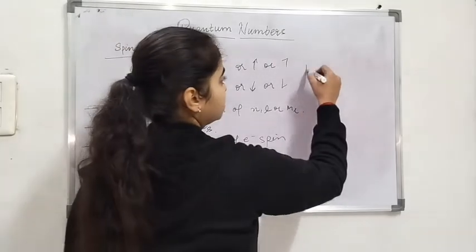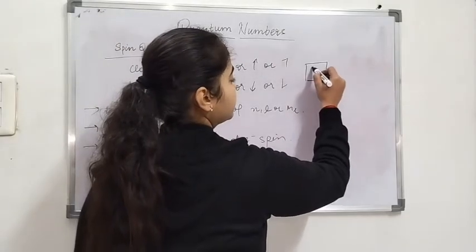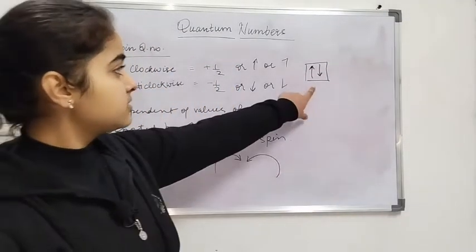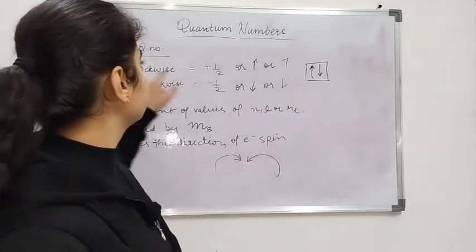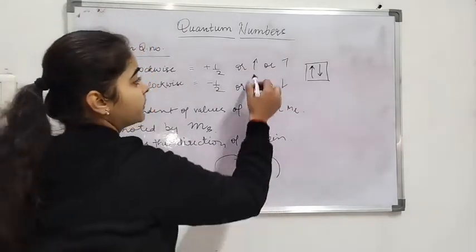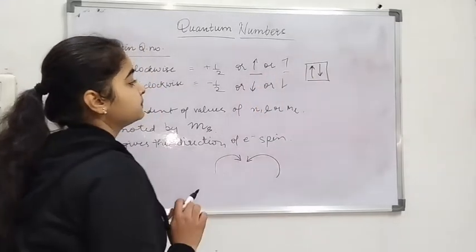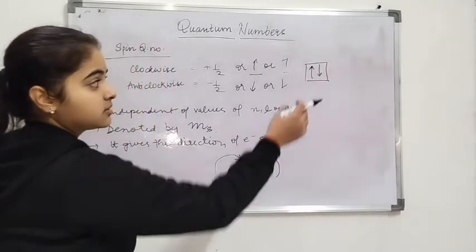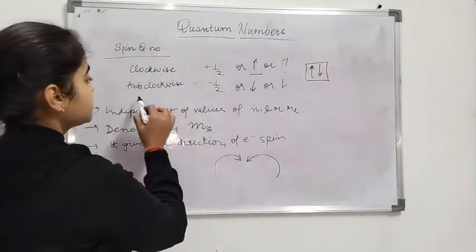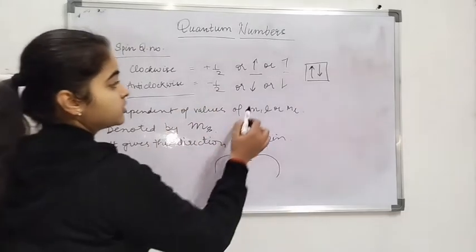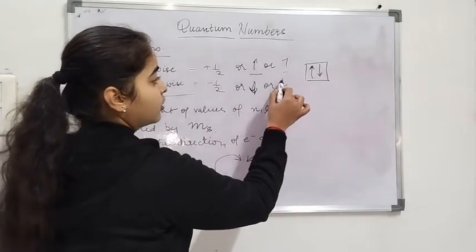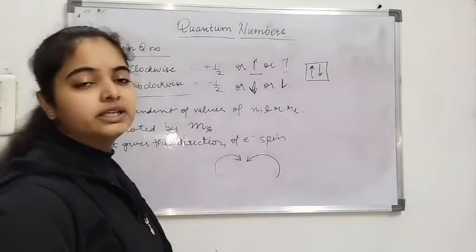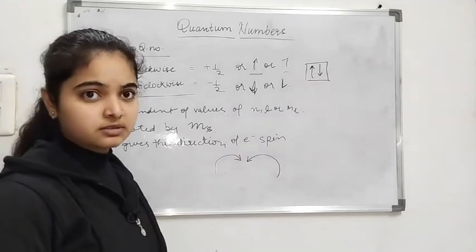In an orbital, there can be two electrons, one in upward direction and one in downward direction. This upward electron is spinning clockwise and it is shown by this symbol or this arrow. Similarly, this second electron, which points downwards, is spinning anti-clockwise. It is denoted by this downward arrow. So this is all about quantum numbers. Now let's solve some problems.